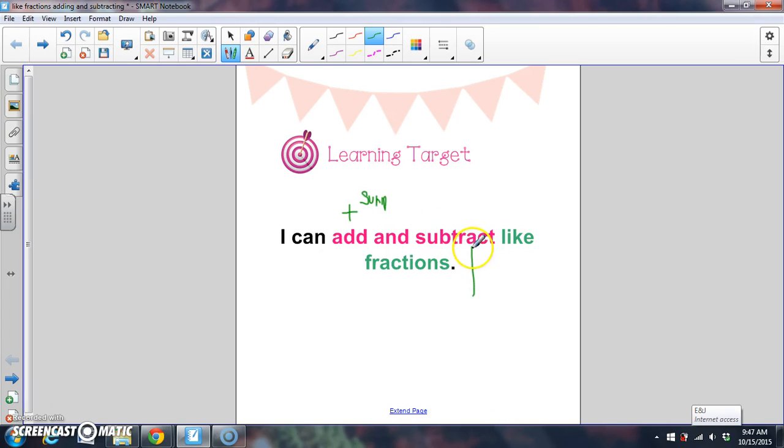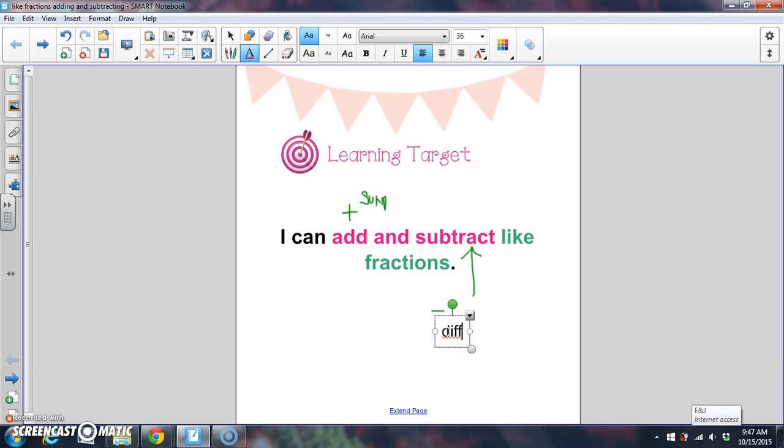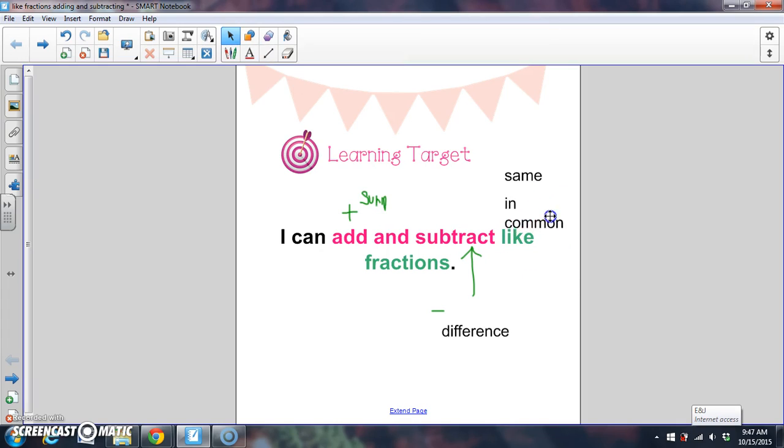Subtracting. Often we see a symbol that looks like this, and the difference is usually the answer of a subtraction problem, how it's the numbers, what's the difference between them. Like fractions, I'm thinking we're going to be using something in common with these fractions. Make sure you write this down in your notebook.